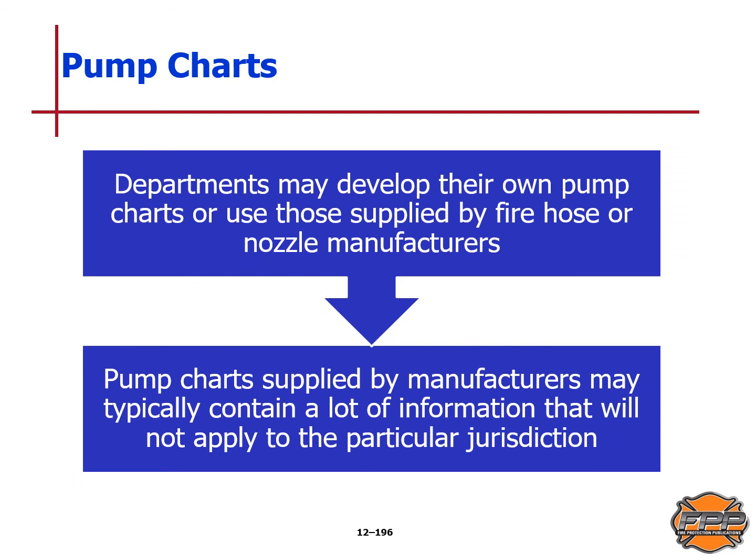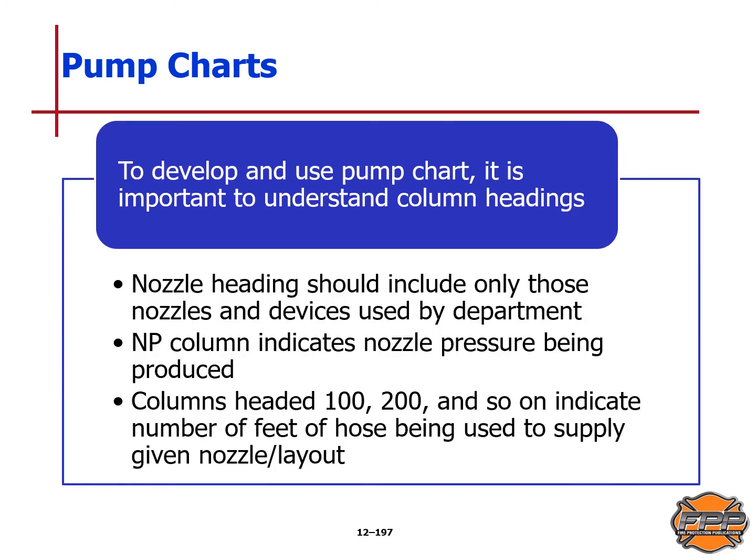Departments may develop their own pump charts or use those supplied by fire hose or nozzle manufacturers. Pump charts supplied by manufacturers may typically contain a lot of information that will not apply to the particular jurisdiction. To develop and use the pump chart, it is important to understand column headings. The nozzle headings should include only those nozzles and devices used by the department.